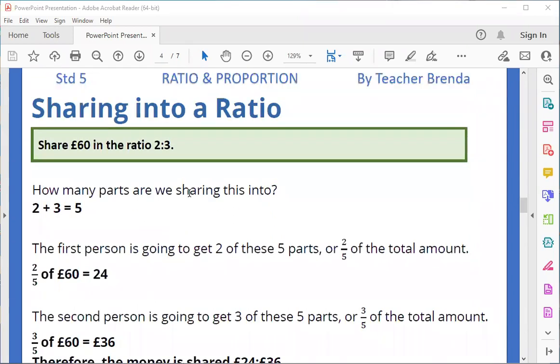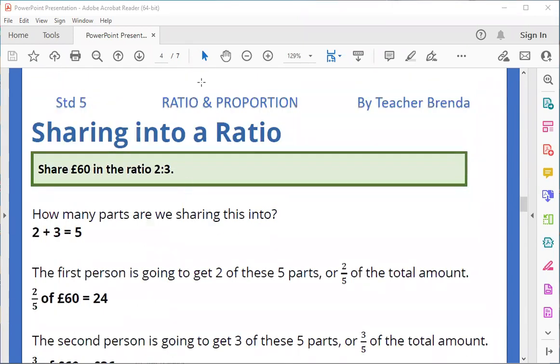Okay, remember the secret word earlier? Parts. Now we are going to go back and understand ratio as parts. Now what if I had 60 ringgit, and I had to share it in the ratio of 2 to 3.